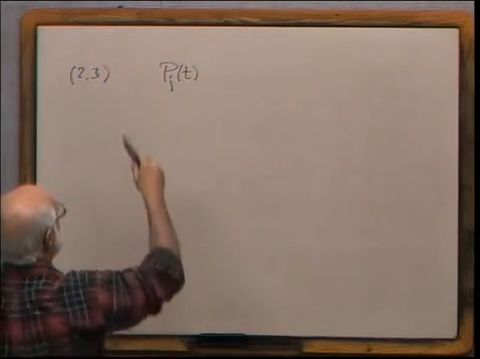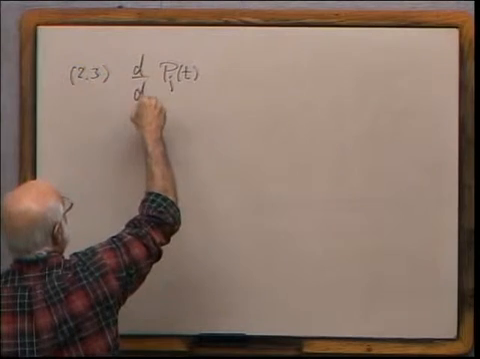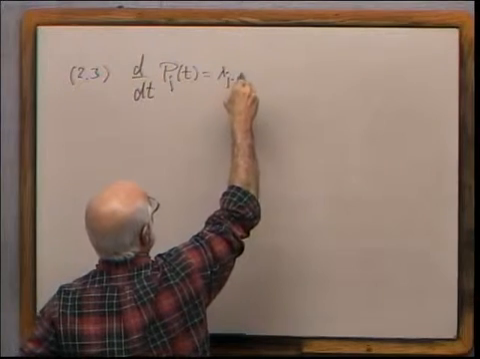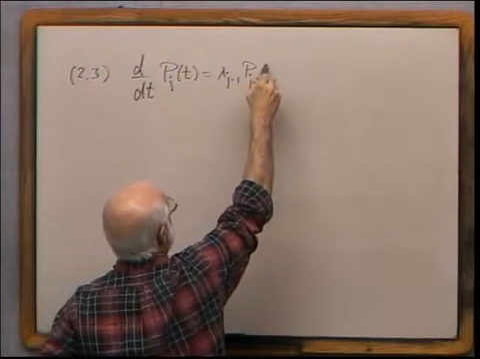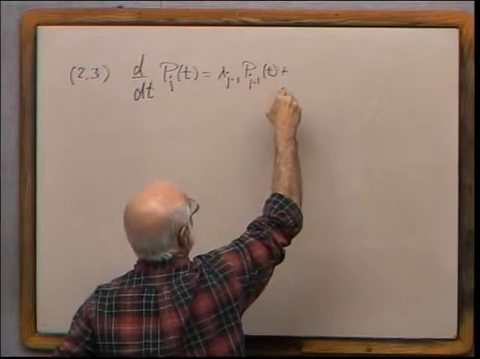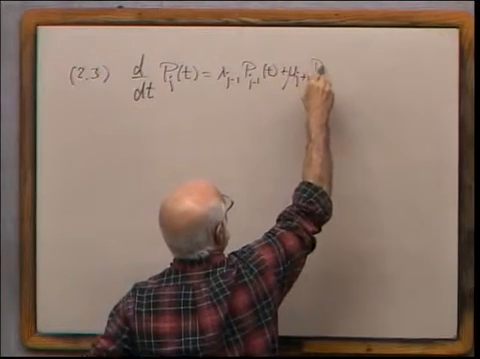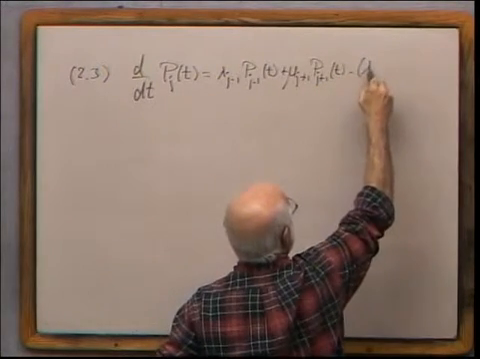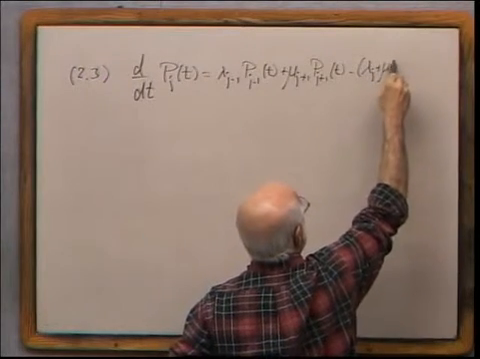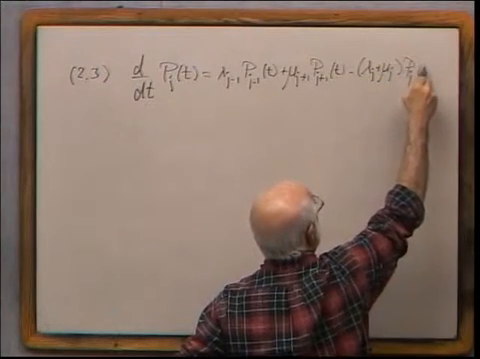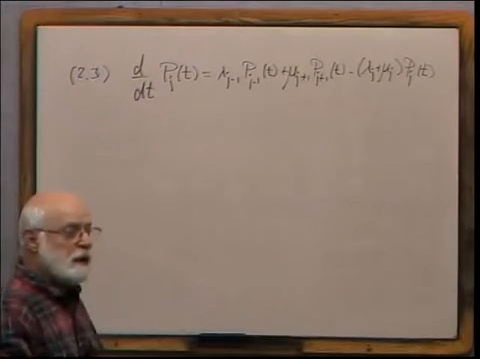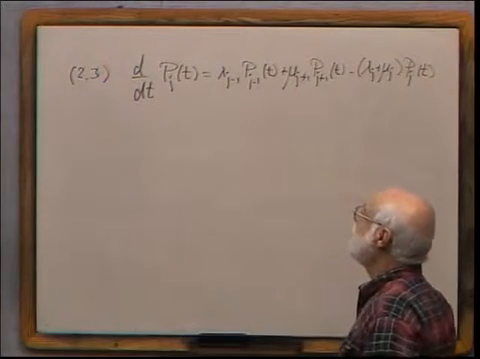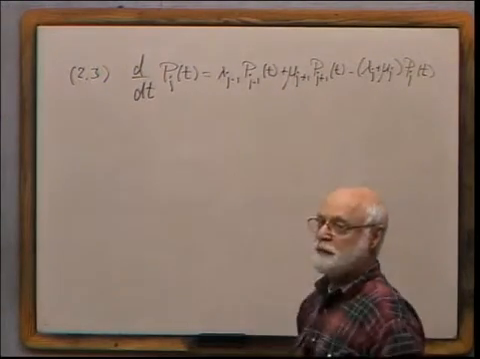Now, the equations were that the derivative with respect to t of p_j of t is given by the following: lambda sub j minus 1 p sub j minus 1 of t, plus mu sub j plus 1 p sub j plus 1 of t, minus lambda_j plus mu_j times p_j of t. So we have this set of simultaneous differential equations. And the lambdas and the mus represent the so-called birth and death coefficients.